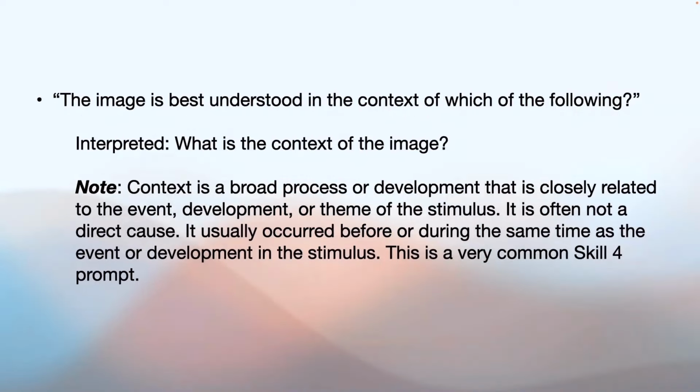The image is best understood in the context of which of the following? Interpreted, what is the context of the image? Context is a broad process or development that is closely related to the event, development, or theme of the stimulus. It is often not a direct cause. It usually occurred before or during the same time as the event or development in the stimulus. This is a very common Skill 4 prompt.